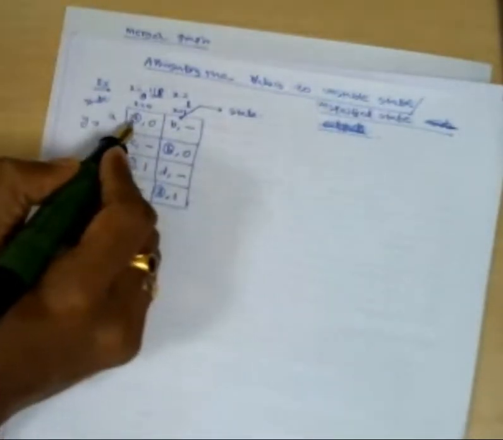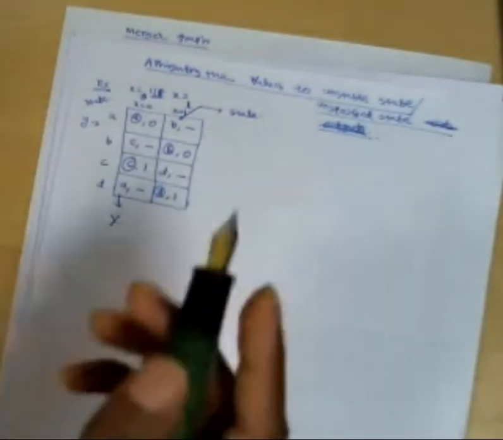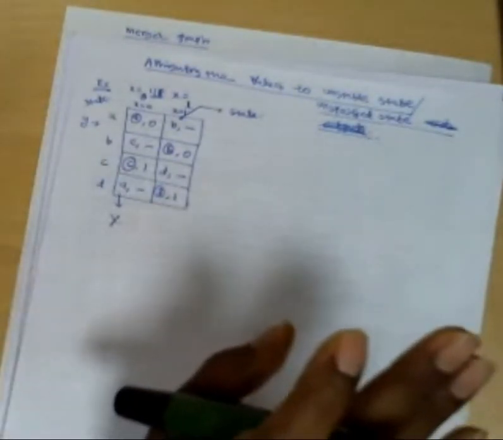So the circuit is in the stable state now. Therefore, that A is encircled by a circle. So it is in the stable state now. This is fine? Okay, sir.